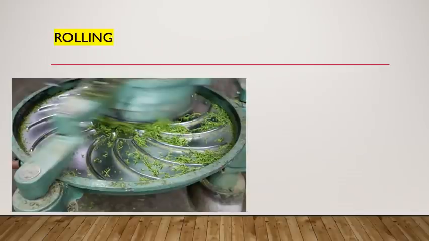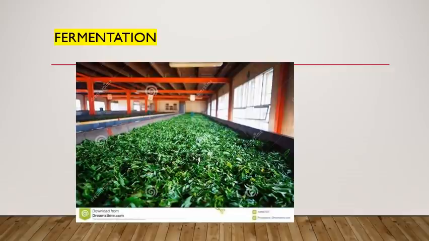The second process is rolling, which gives the twist to the leaf. It breaks the leaf cells and the natural juice is exposed to the atmosphere for fermentation to set in. And this gives a characteristic flavor to the tea. So in this picture you can see rolling being done. Fermentation. After rolling, the tea leaves are spread out in special trays on cement tables for fermentation. During this process, the tannin in tea is partly oxidized and the tea leaf changes its color to copper red.